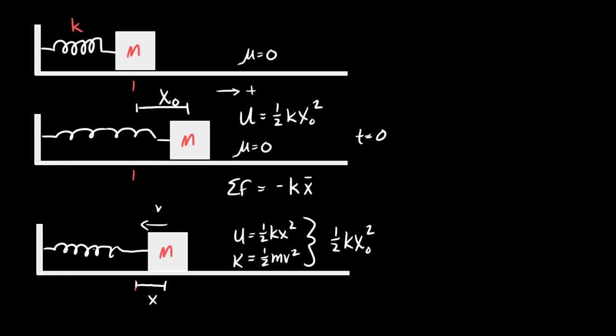At this moment, the object is still experiencing a force. And that force is based on Hooke's law, but that force has gotten smaller because we are closer to equilibrium. Eventually, we're going to make it back to where we started.